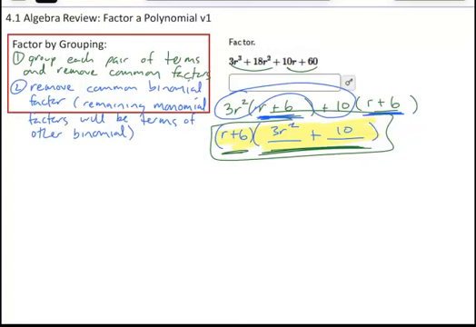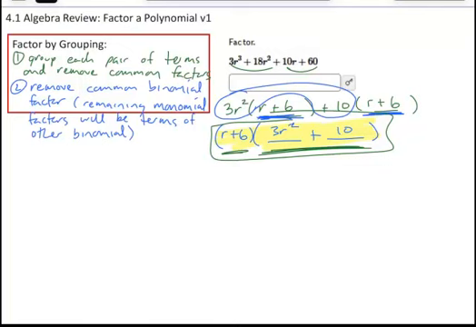Okay, so this is the process called factor by grouping. This is going to be a step of one process that we're going to use in this last set of practice problems. Okay, so we will come back and we'll use this process again in the next slide.